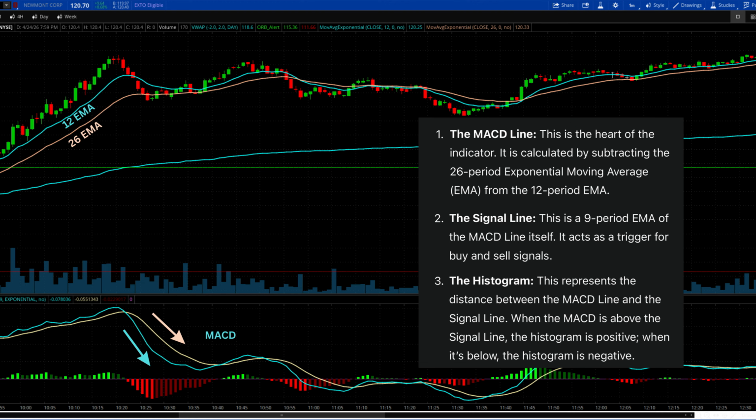2. The signal line. This is a 9-period EMA of the MACD line itself. It acts as a trigger for buy and sell signals. 3. The histogram. This represents the distance between the MACD line and the signal line. When the MACD is above the signal line, the histogram is positive. When it's below, the histogram is negative.